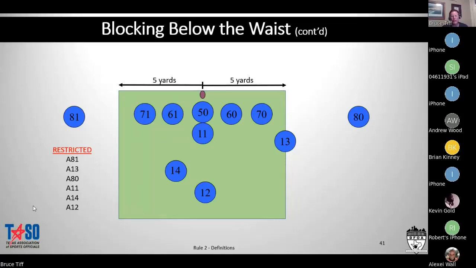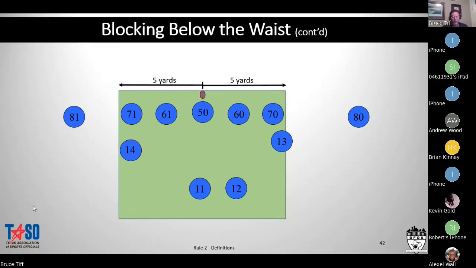All right, another example here. Let's talk about restricted and unrestricted. So we have as restricted A81, who's our wideout on the left, and A80, who's a wideout on the right. They're not in the tackle box, pretty straightforward. We have backs A13, 14, 11, and 12. Again, they're not linemen, so right there, they're all going to be restricted.